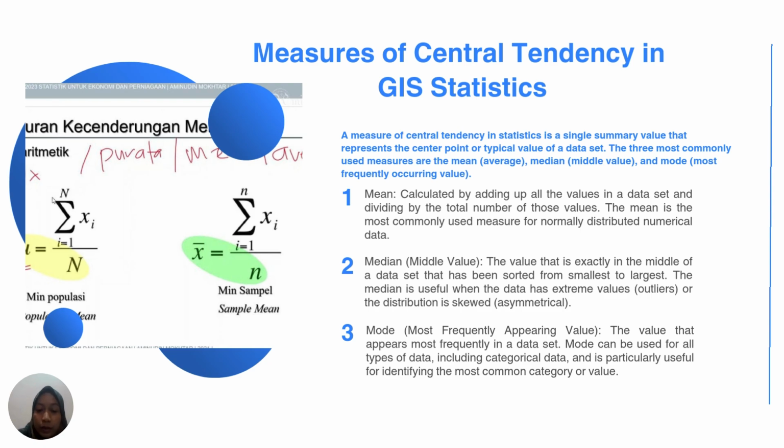Median, the value that is exactly in the middle of a dataset that has been sorted from smallest to largest. The median is useful when the data has extreme values, outliers, or the distribution is skewed or asymmetrical. Third, mode, the value that appears most frequently in a dataset. Mode can be used for all types of data, including categorical data, and is particularly useful for identifying the most common category or value.